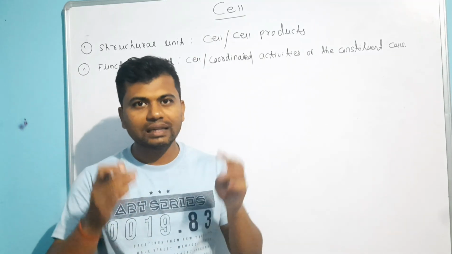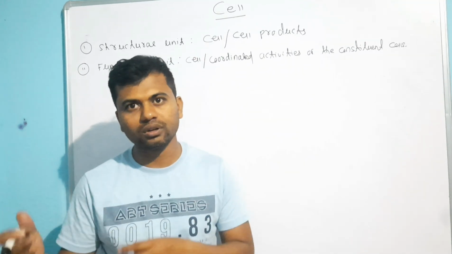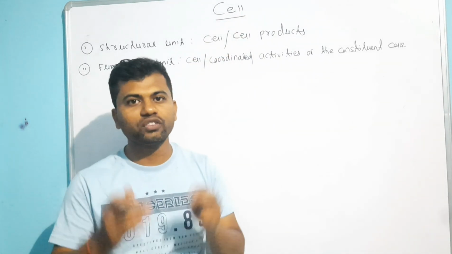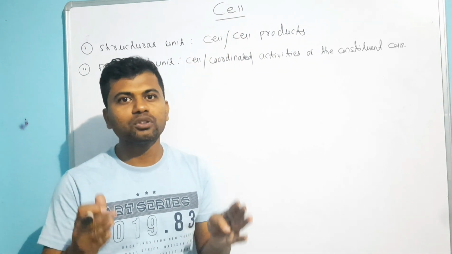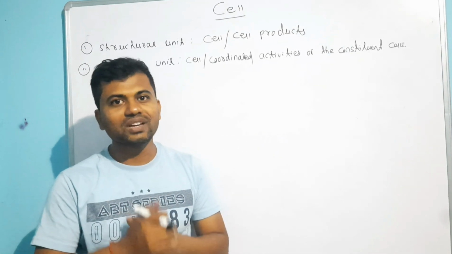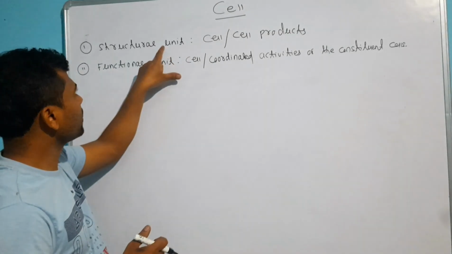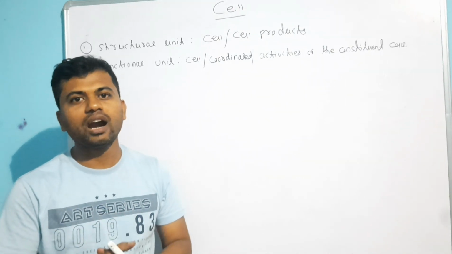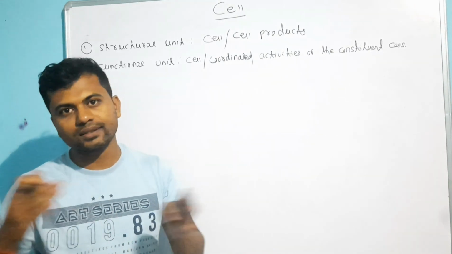Hello friends, now we discuss another chapter, that is the cell. So first we have to explain the definition of the cell. As per the definition, the cell can be defined as the structural and functional unit of life, or the cell is the structural and functional unit of the living organism.